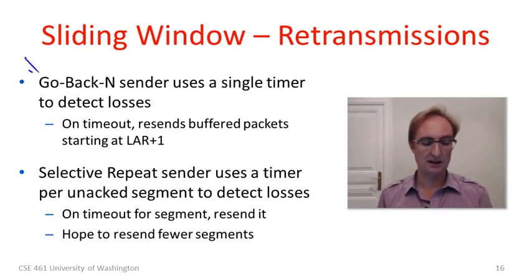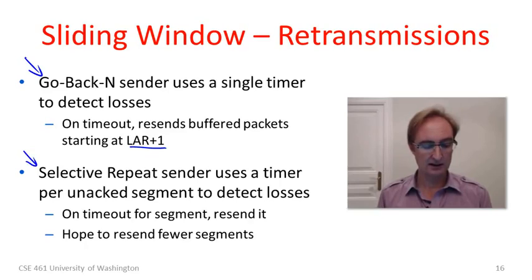In the case of the go back N sender, we can simply use a single timer to detect losses. If a segment is not acknowledged after some timeout, then we assume that it's lost. In that case, all segments after it will have been thrown away by the receiver. So we simply start resending the buffered packets from LAR +1, the next acknowledgement which we wanted to receive. So we're going back N. We're basically going back the whole window, up to the whole window.